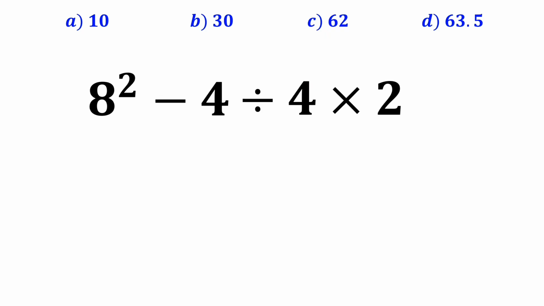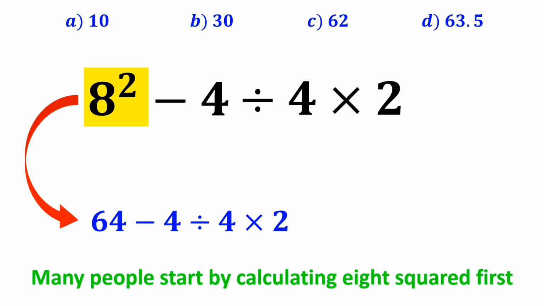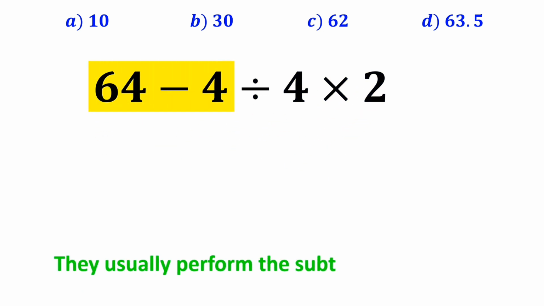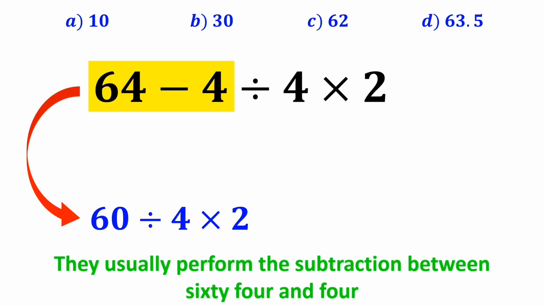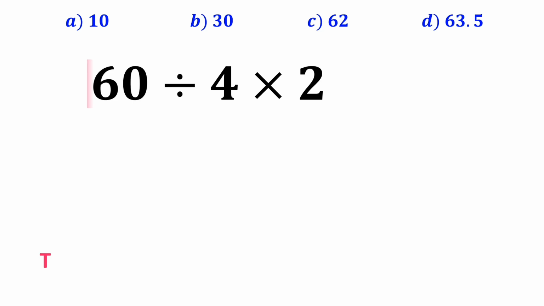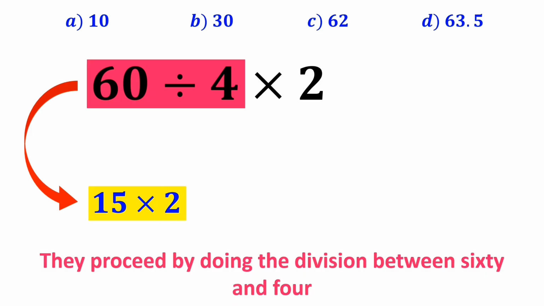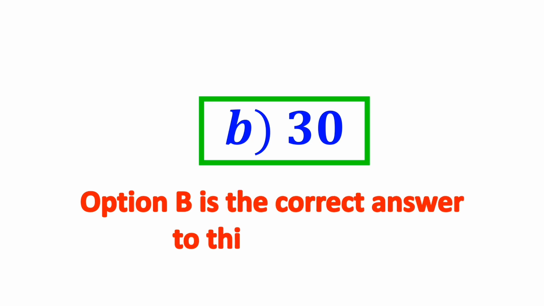To solve this problem, many people start by calculating 8 squared first. And instead of the original expression, they write it as 64 minus 4 divided by 4 times 2. In the next step, they usually perform the subtraction between 64 and 4, simplifying the expression to 60 divided by 4 times 2. Then, they proceed by doing the division between 60 and 4, which gives them 15 times 2. And finally, they multiply 15 by 2, which ends up with the answer 30. Then, without any hesitation, they quickly say that option B is the correct answer to this question.